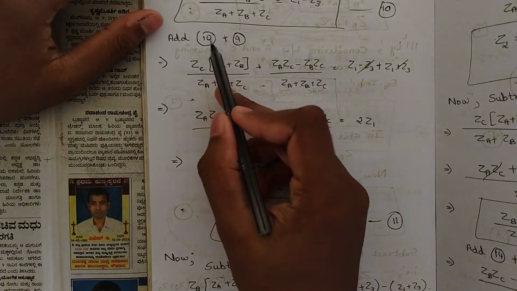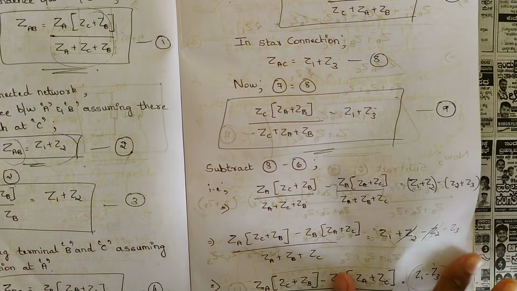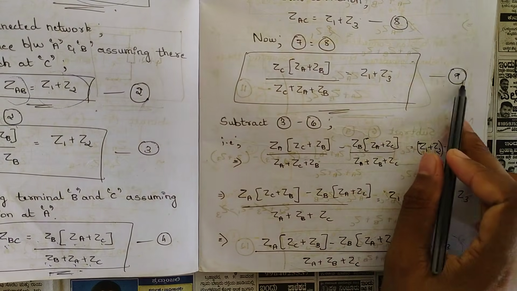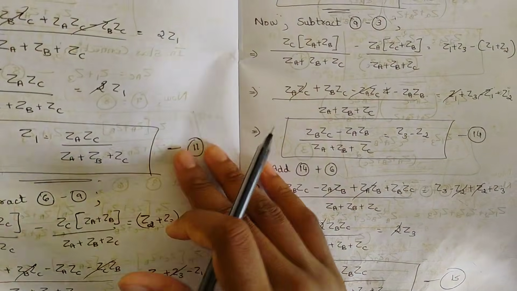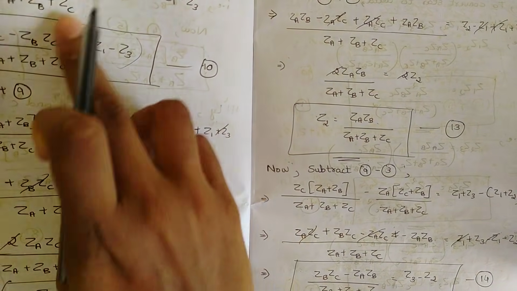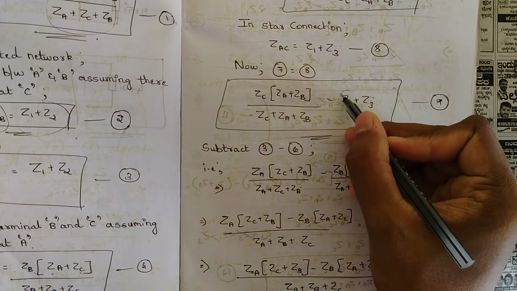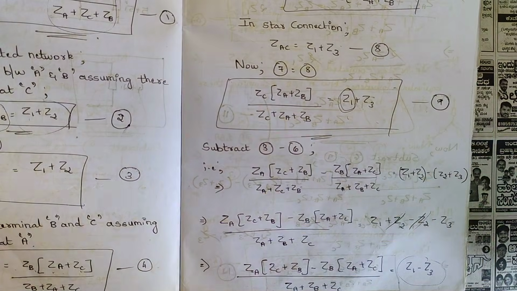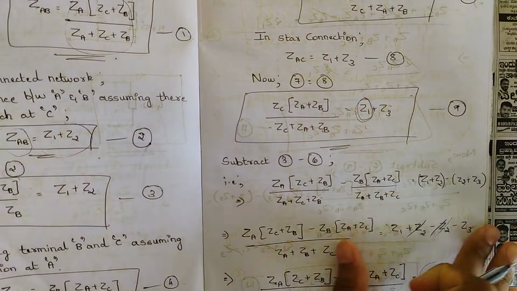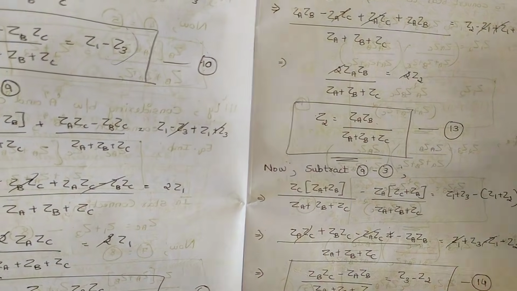Now what we should be doing is add equation 10 and equation 9, whatever we have got here. Why are we adding equation 9? Because we need to cancel this Z3 term here. You can see here this Z3 term. If we add this Z1 minus Z3 and here Z1 plus Z3, our aim is to get the value of Z1, Z2 as well as Z3. So now if we add equation 10 and equation 9, we can cancel this Z3 term. Okay, so that's why we are doing this.